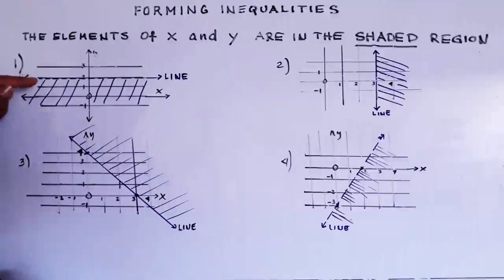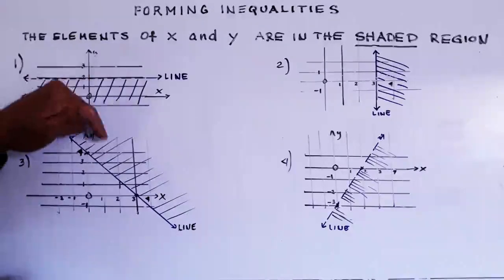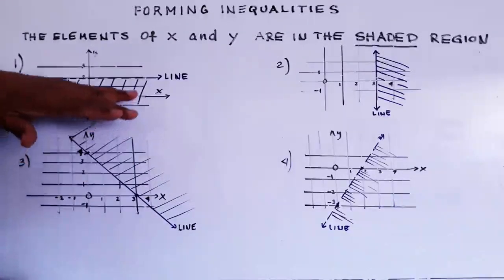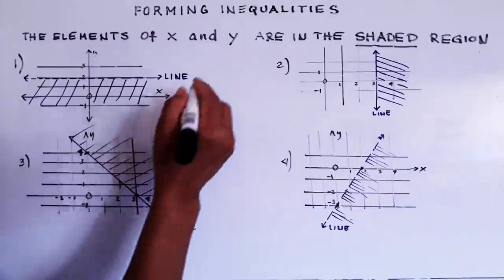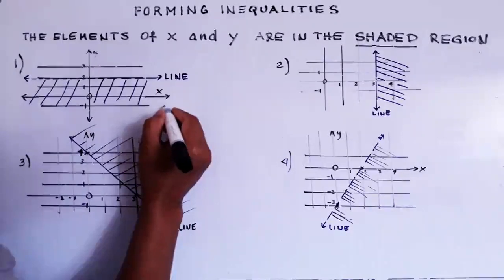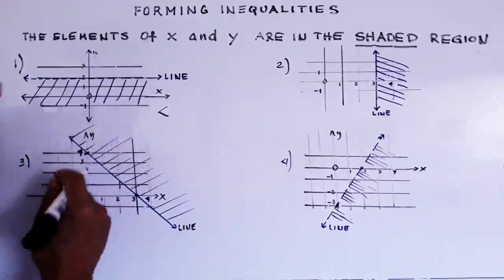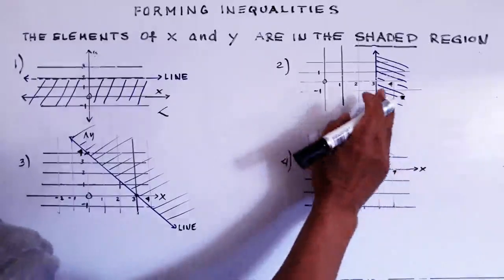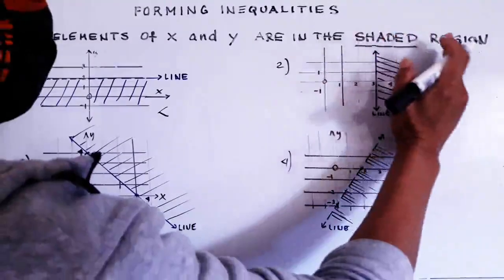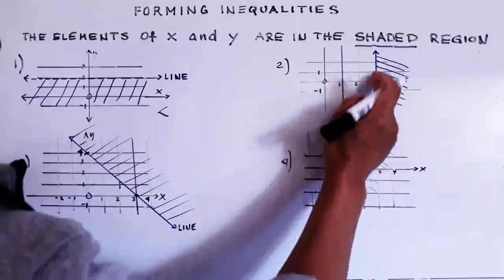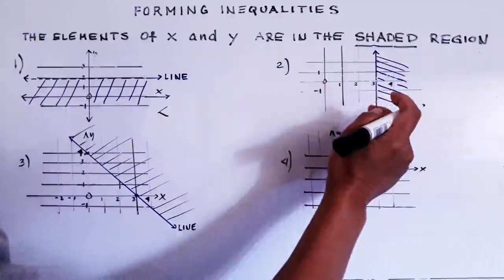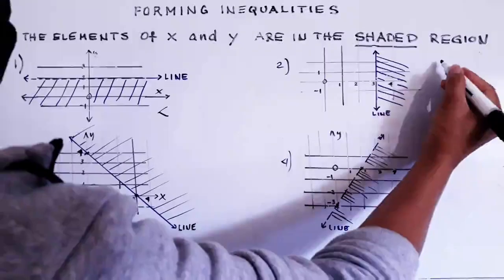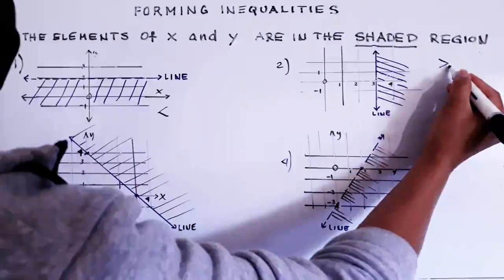So for number one, you can see here the shaded area. The shaded area here is below. When it is below, you are sure that it would be a less than, because the values will be down. Here, class, the shaded portion is to the right. And when you see the line, it is visible. It means it is not a dotted line, therefore it is greater, and it will take the greater than or equal to.